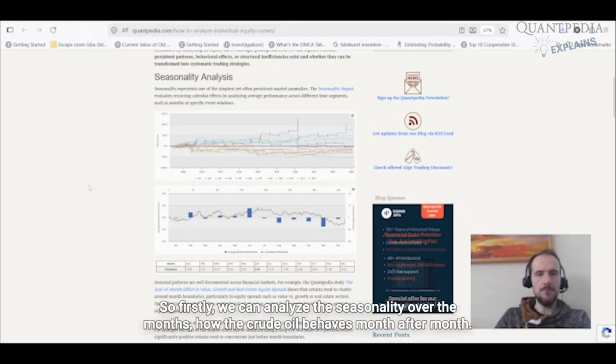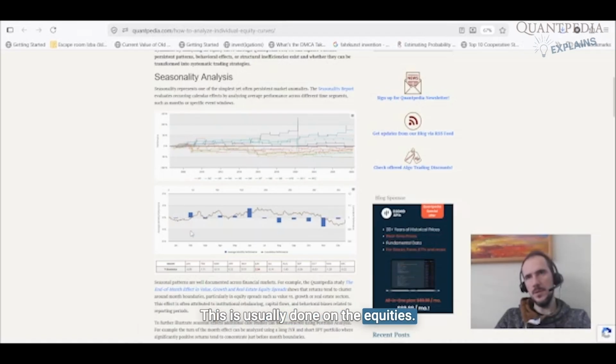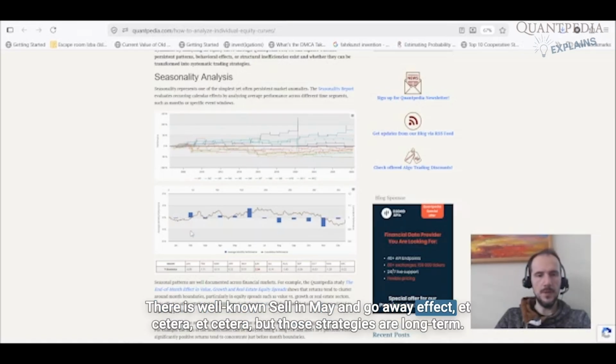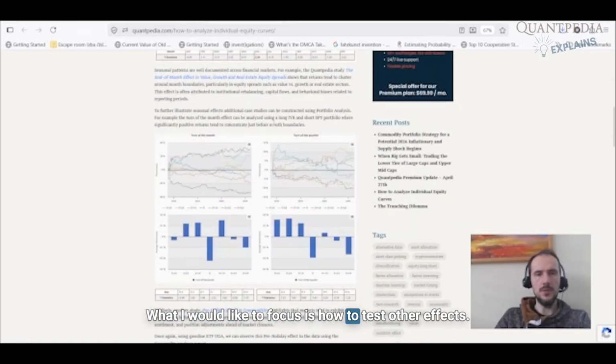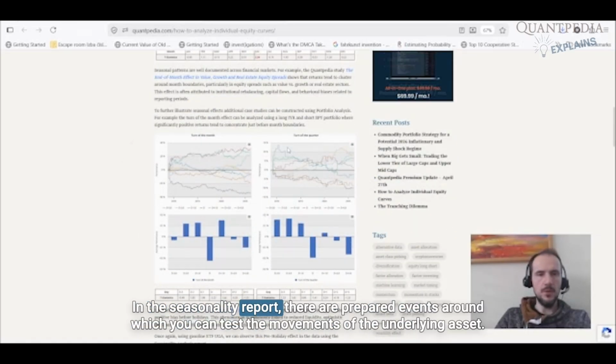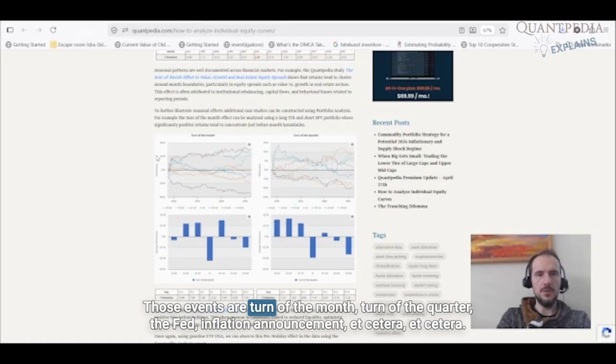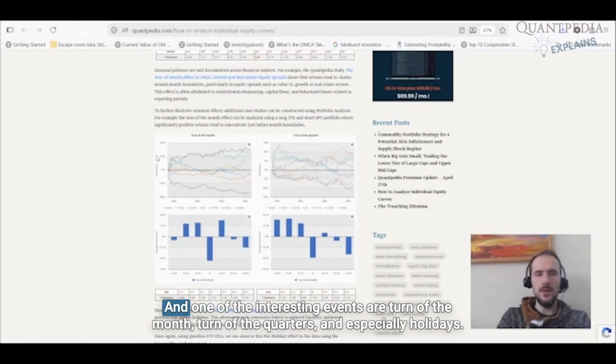So how does it look? Firstly, we can analyze the seasonality over the months, how crude oil behaves month after month. This is usually done on equities. There is the well-known sell in May and go away effect, etc. But those strategies are longer term. What I would like to focus on is how to test other effects. In the seasonality report, there are prepared events around which you can test the movements of the underlying asset. Those events are turn of the month, turn of the quarter, the Fed, inflation announcements, etc. And one of the interesting events are turn of the month, turn of the quarter, and especially holidays.